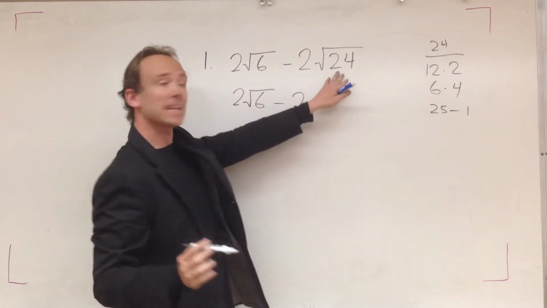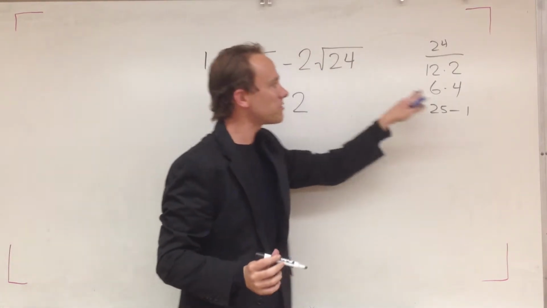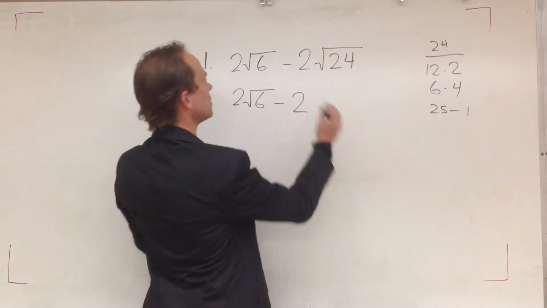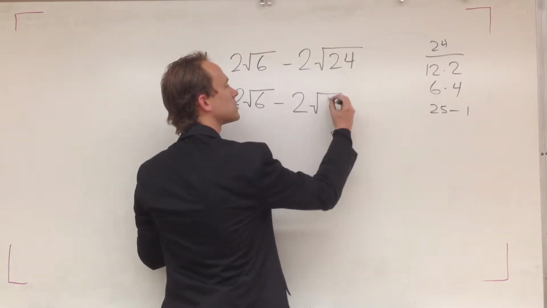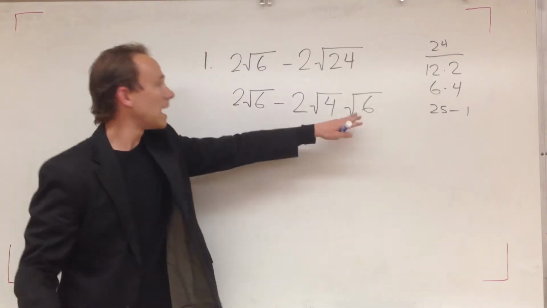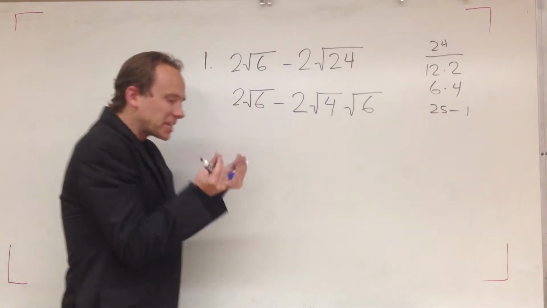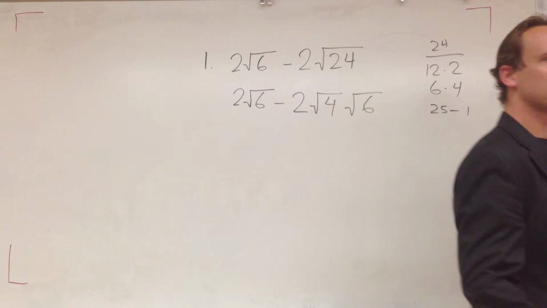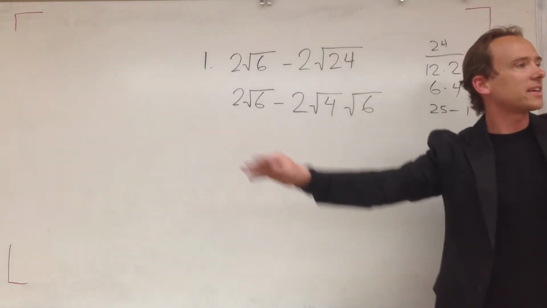But here's what I'm going to say. It's not 24 anymore, because 24 is 6 times 4. And I'm going to put the 4 first, so 4 root 6. I'm liking this. This is making me excited. And I'm glad it's making all of you excited.